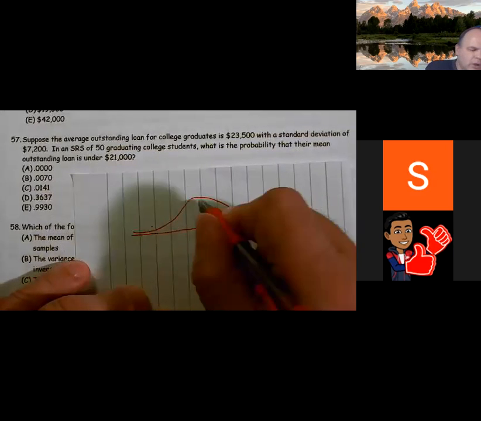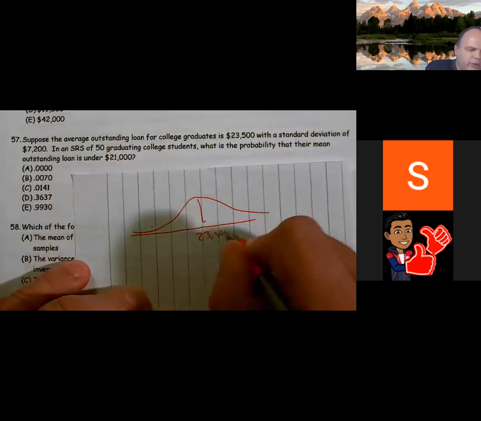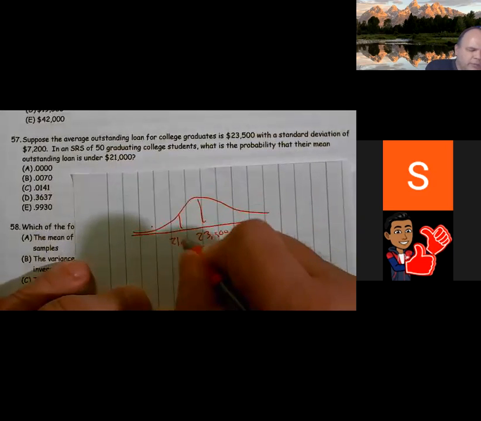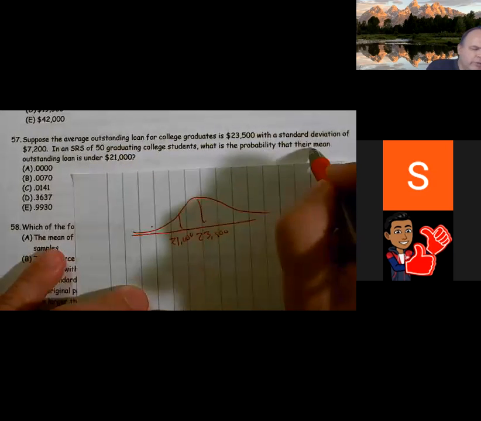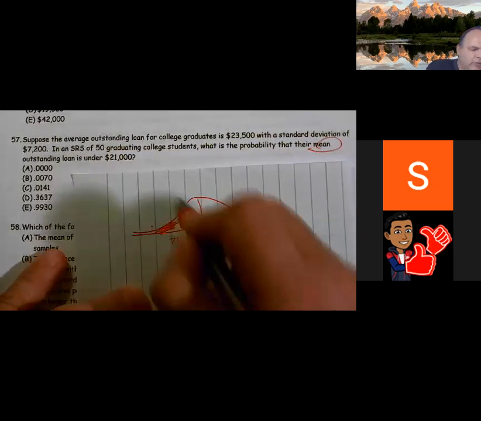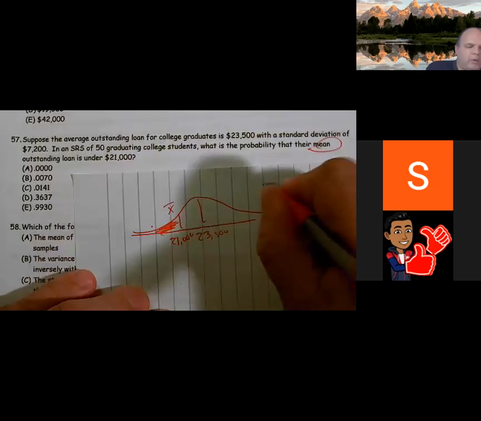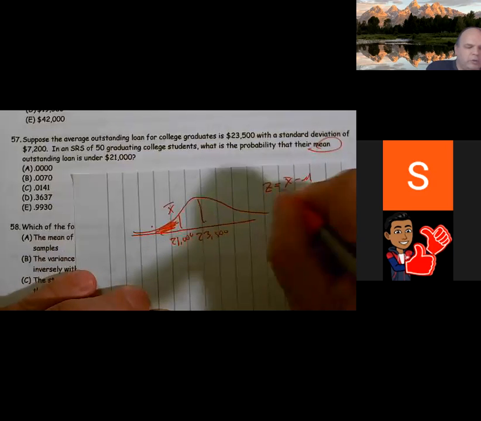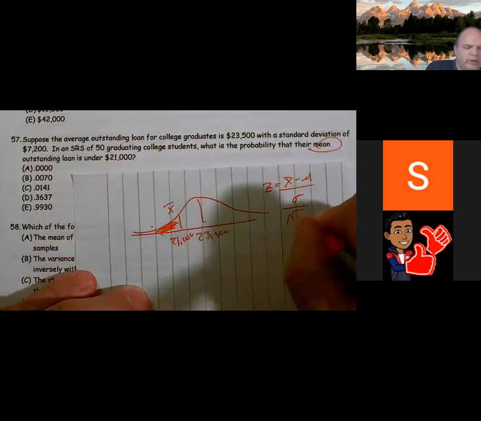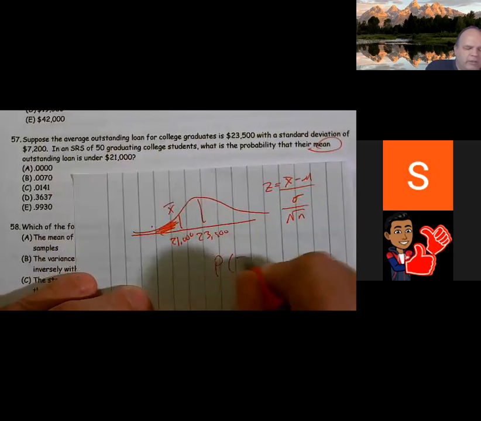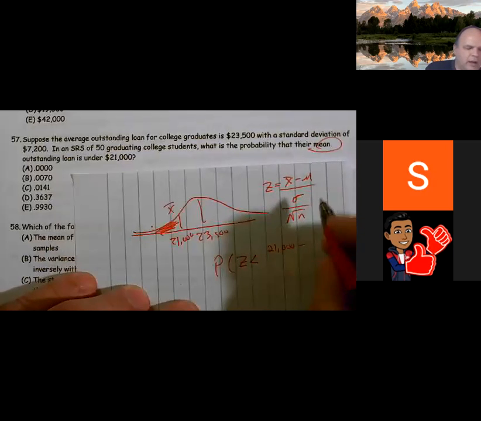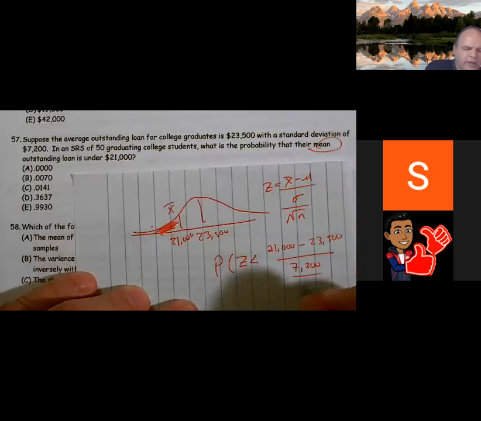So we have this at 23,500. This is 21,000. And notice they said this is a mean. So this is an X bar. So that means I need to be working with Z equals X bar minus mu over sigma divided by the root of n. So the probability that Z is less than 21,000 minus a mean of 23,500, standard deviation 7,200 divided by the root of 50.